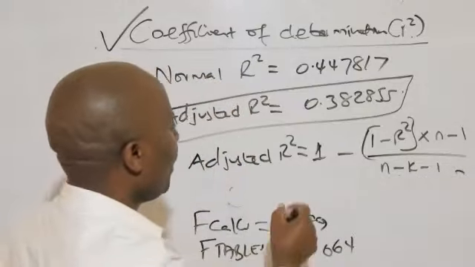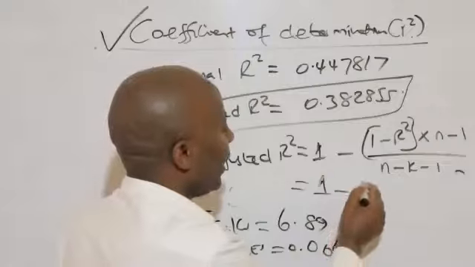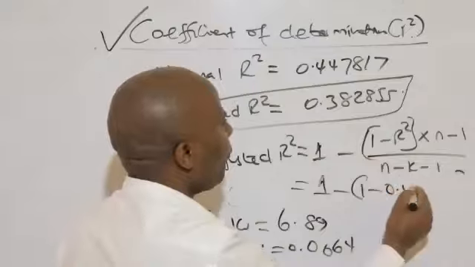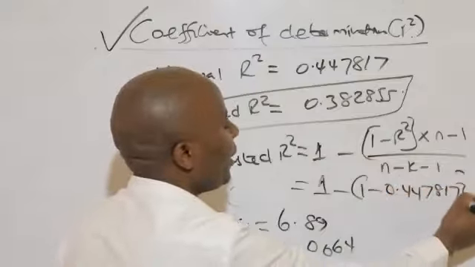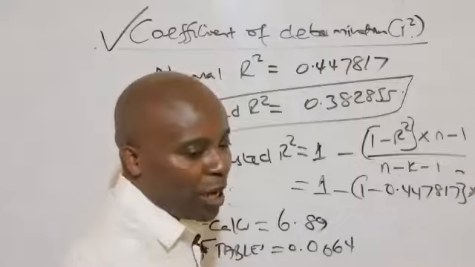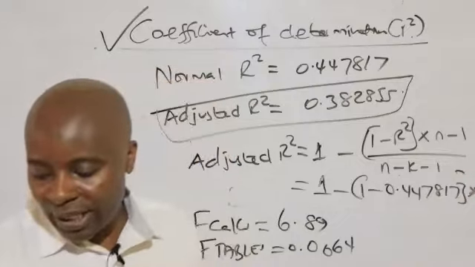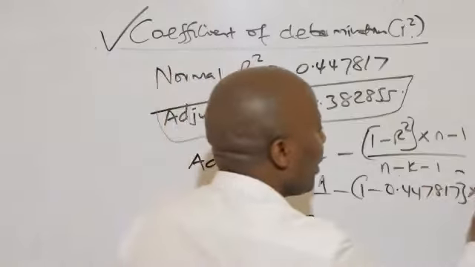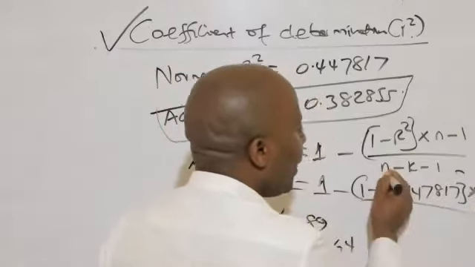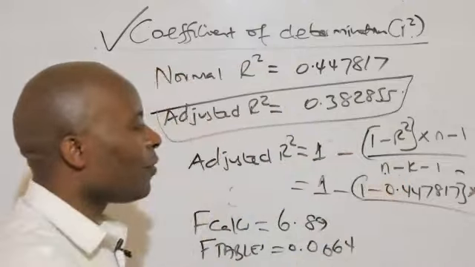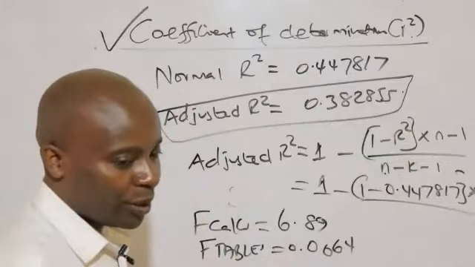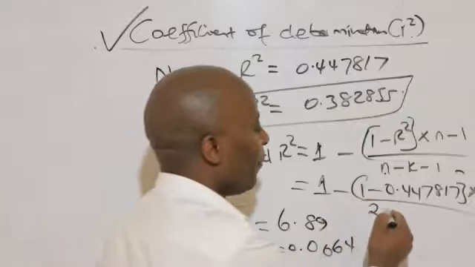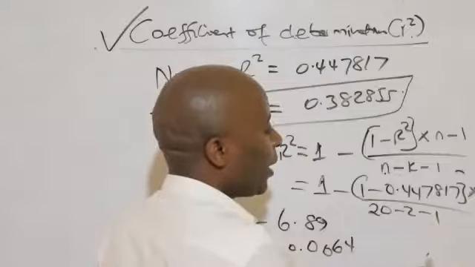So we have here 1 minus, in brackets, 1 minus the normal R square. The normal R square is 0.447870, multiplied by n minus 1. They told us that our sample size observations were 20. So 20 minus 1 gives us 19. All over n, which is 20, minus k, the number of predictor variables, which were 2. So we talk of 20 minus 2 minus 1.